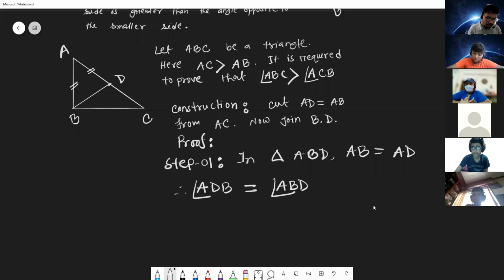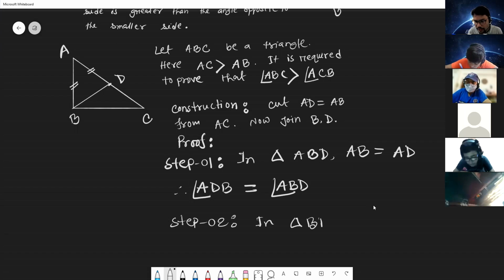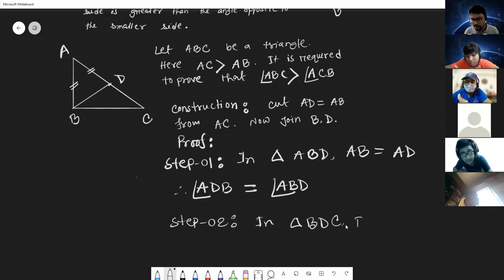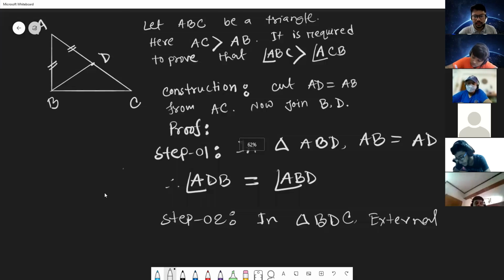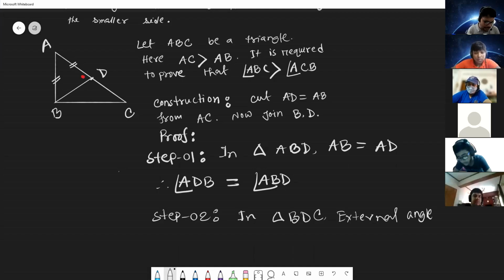Okay, now step two. First, in triangle BDC, what is the external angle? Who can say? In triangle BDC, which one is the external angle? Like ABD, this one, the red color. If we produce CD up to A, this is the external angle. So here, this external angle is ADB.